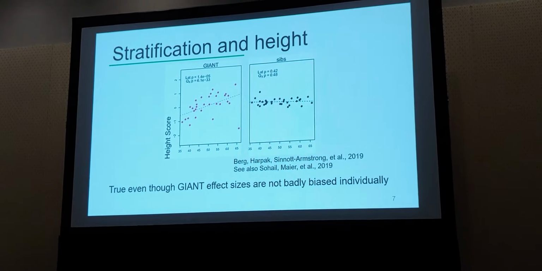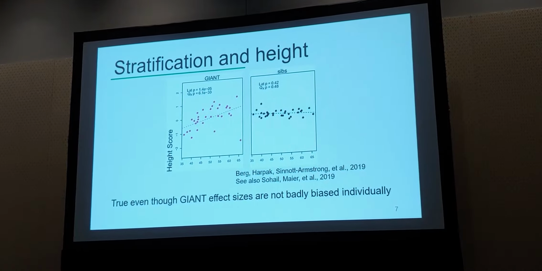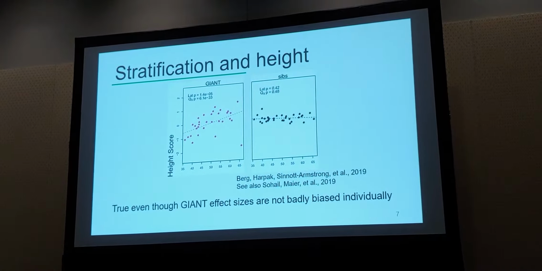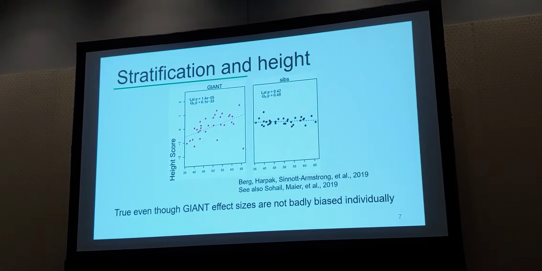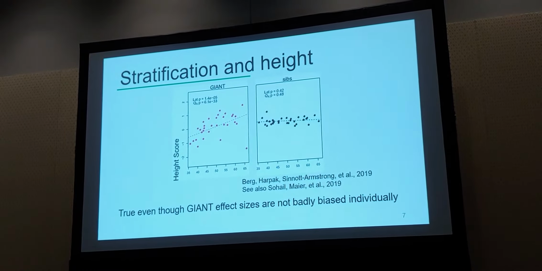So this is not to trash GIANT as a GWAS. It was a quite successful GWAS. The effect sizes are close to right. The big hits in GWAS are the big hits everywhere else. But if you have small stratification errors, they can really stack up into a polygenic score.